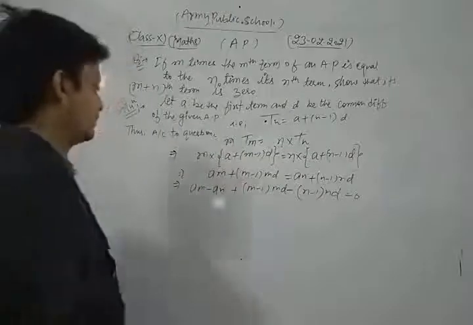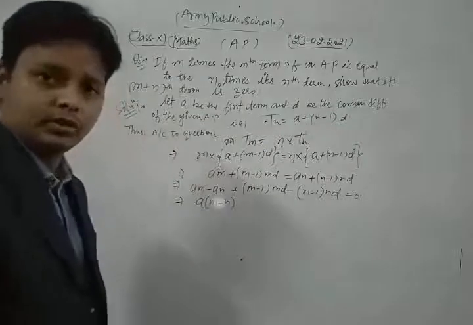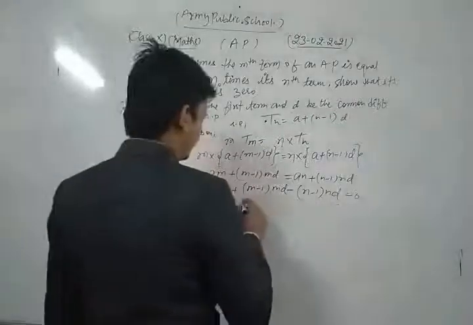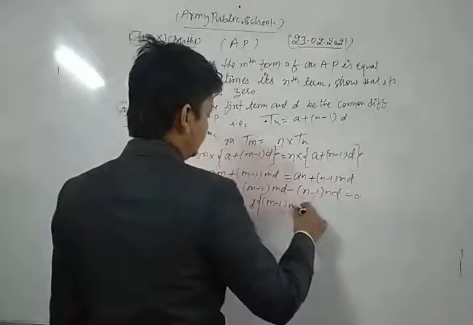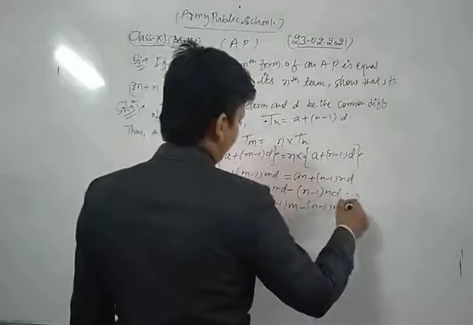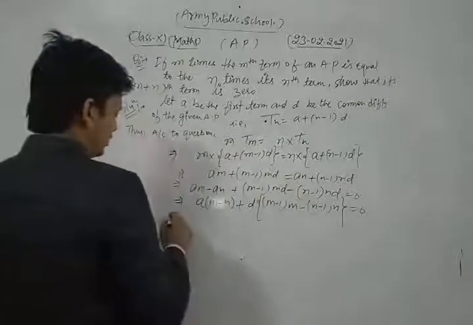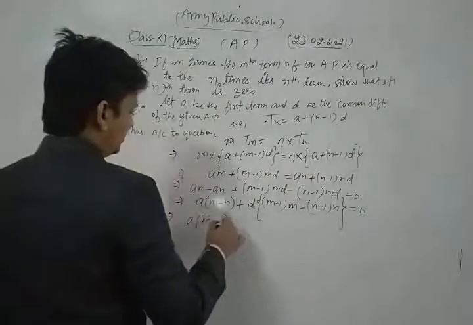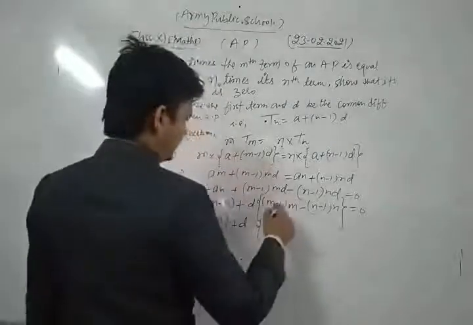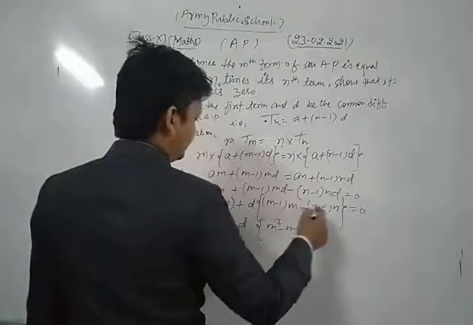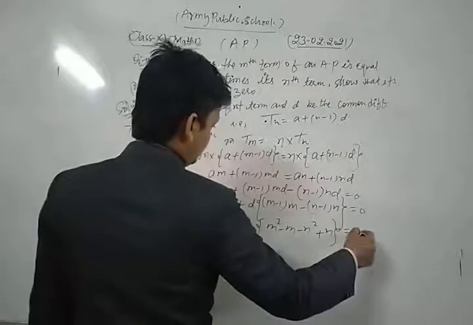Okay, now from there, here we take a as common, so we get n minus n. Okay, dear students, now from these two terms we take d as common, so we get (n minus 1) into m minus (n minus 1) into n is equal to 0. Now we simplify that result. So we get a into (m minus n) plus d in bracket, this is m square minus m, here this is minus n square plus n, is equal to 0.